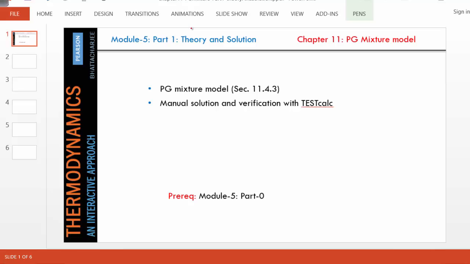This is a continuation of what we started at Module 5, Part 0, where we introduced what a gas mixture is and the rudiments of a perfect gas mixture model. We'll continue with this development and further develop the PG mixture model. We'll also quickly make up a problem, solve it manually, and verify using test code.